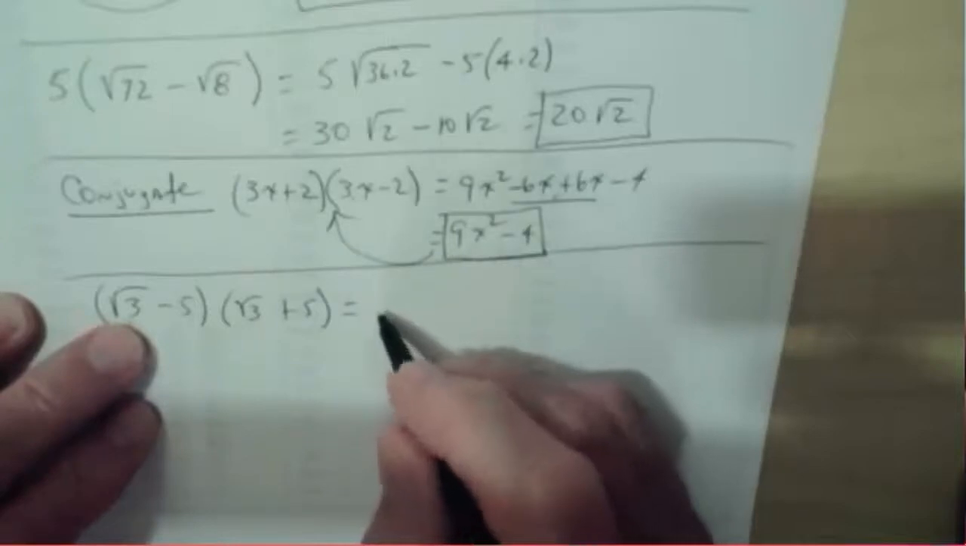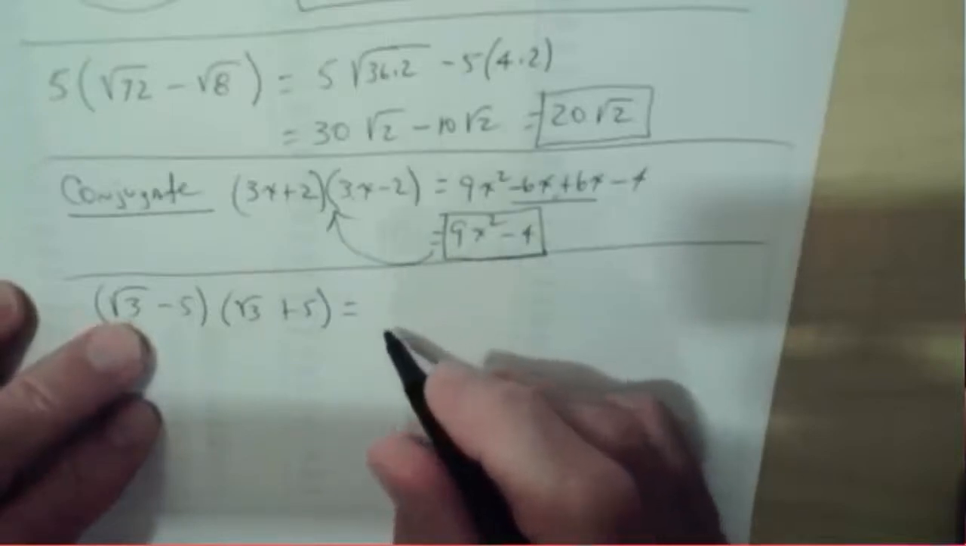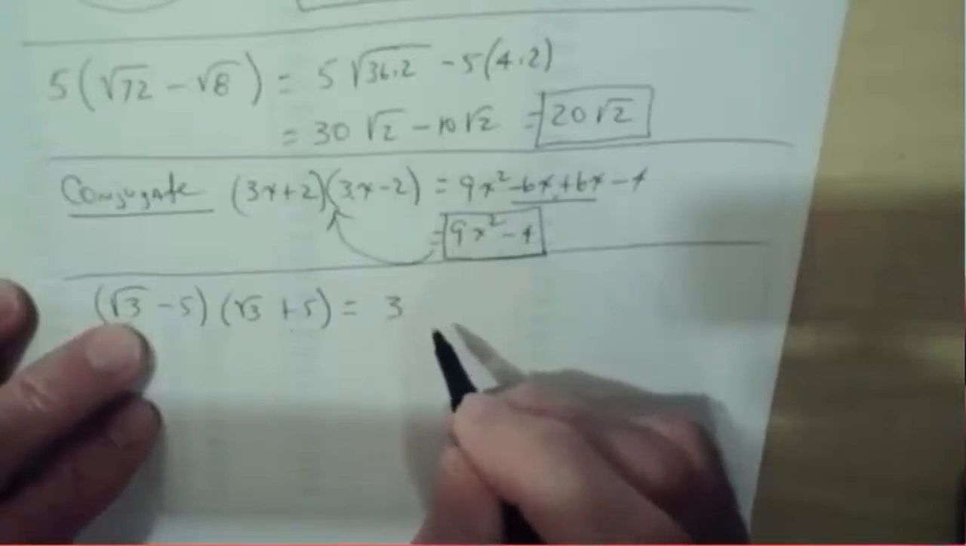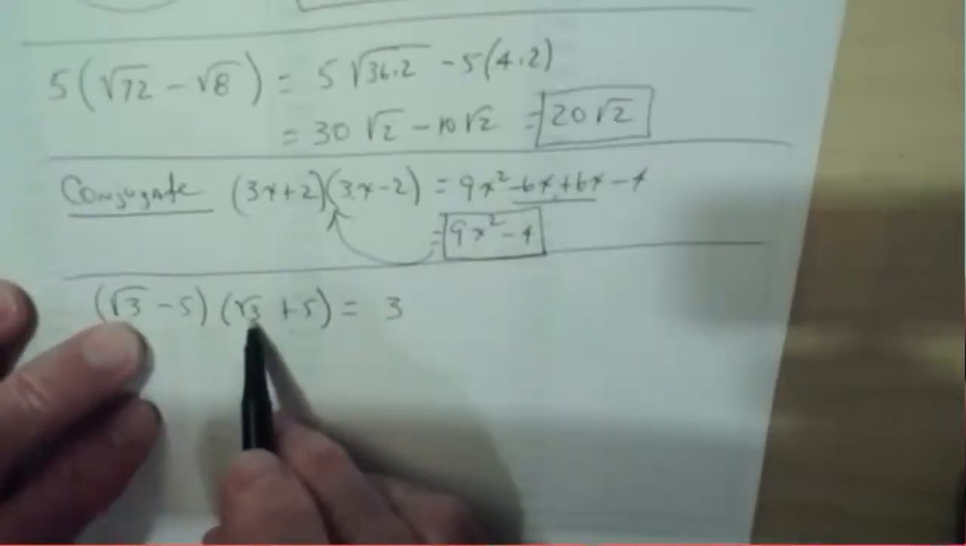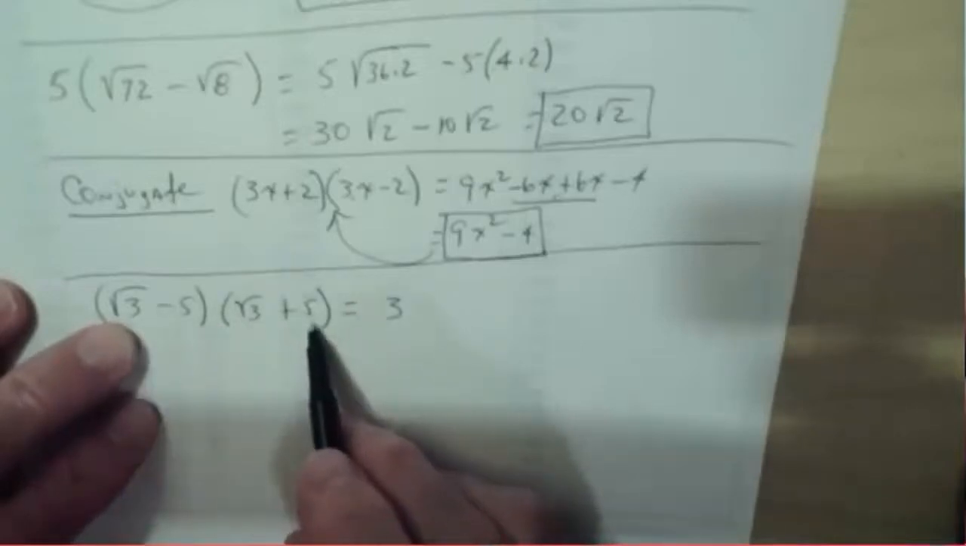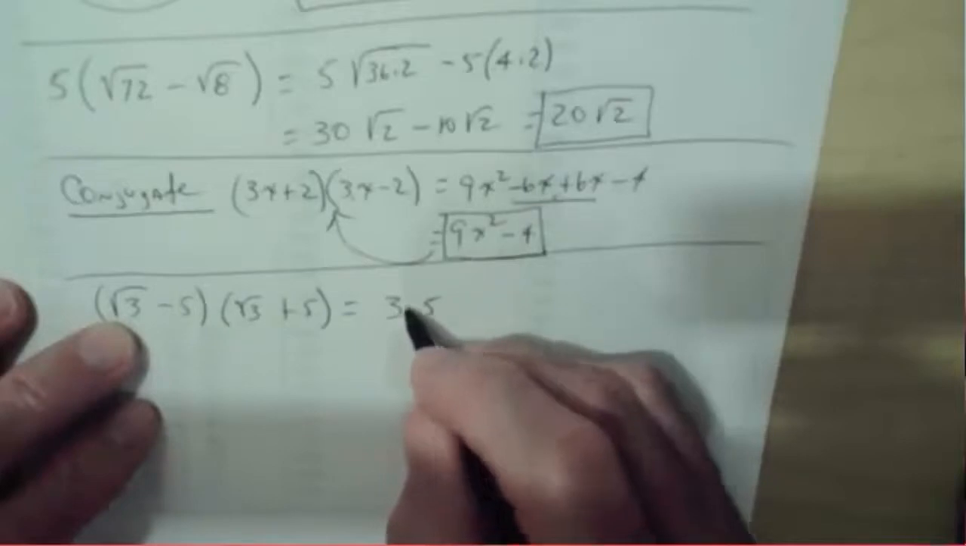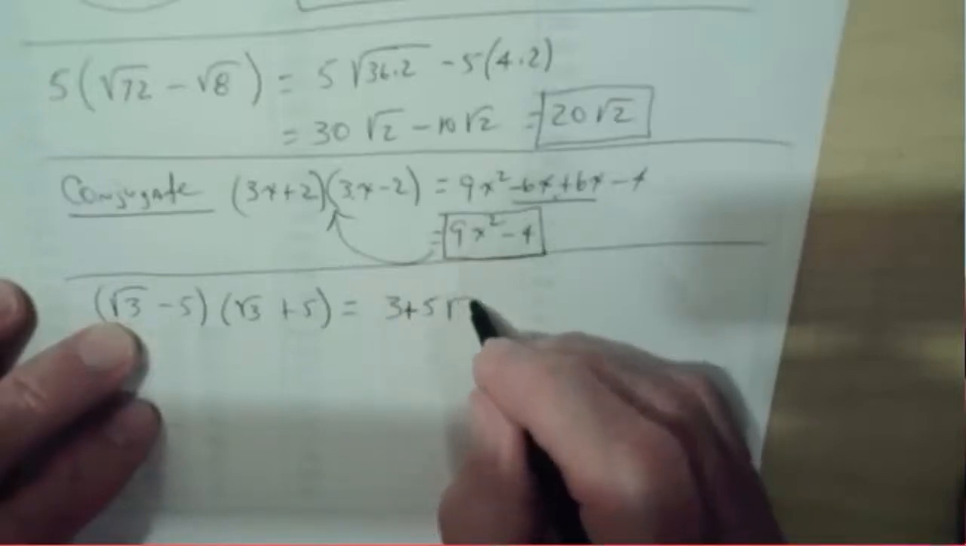Okay, so square root of 3 times the square root of 3, what happens? Excuse me, the radical goes away. So we have 3. Actually, this is square root of 9. And what's the square root of 9? 3. Square root of 3 times 5 is 5 square root of 3. Plus 5 times the square root of 3.